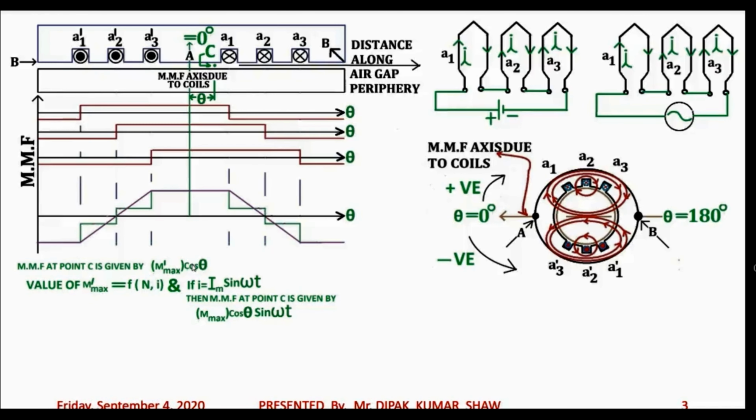Now this particular thing will let you realize that the MMF in the air gap periphery is actually a function of the space angle theta. The magnitude of MMF in the air gap periphery is a function of the space angle theta. As the value of theta changes, the MMF at that point in the air gap will also change. This is shown by this expression M dash max cos theta.